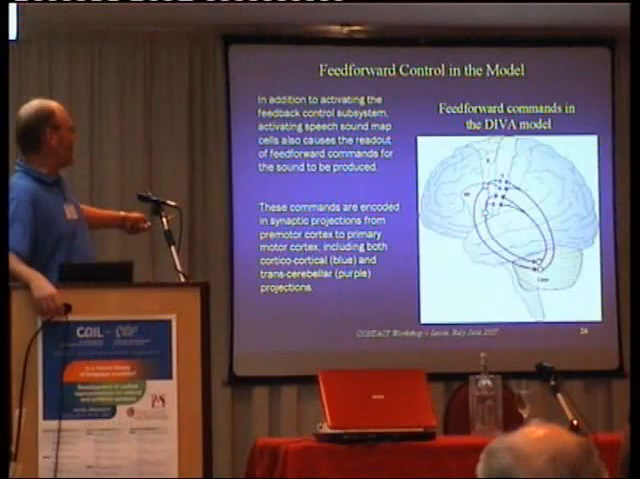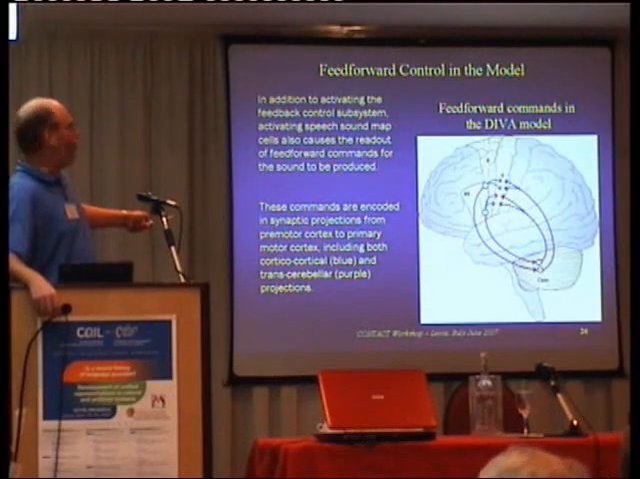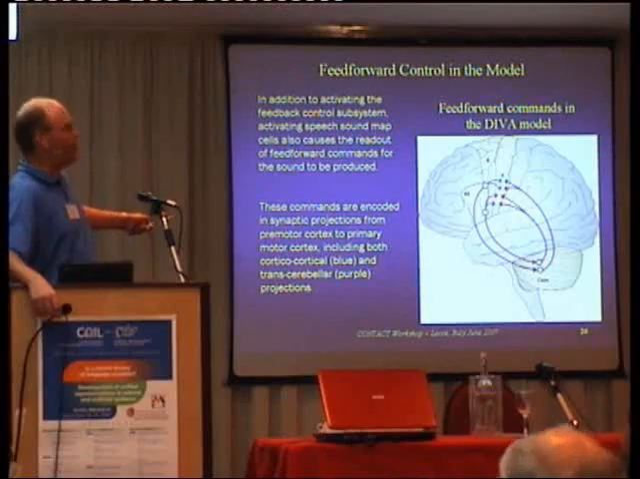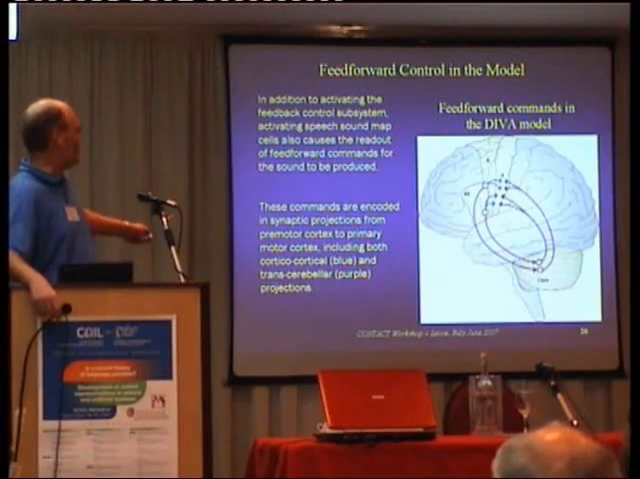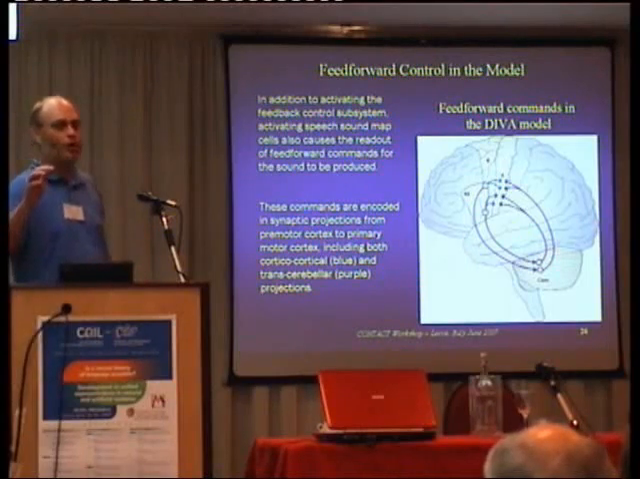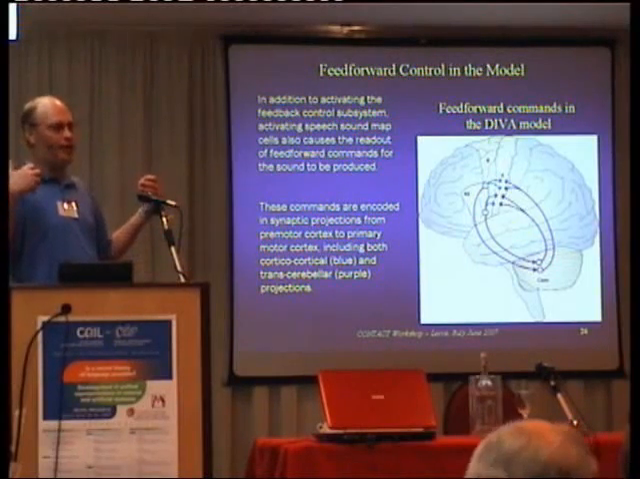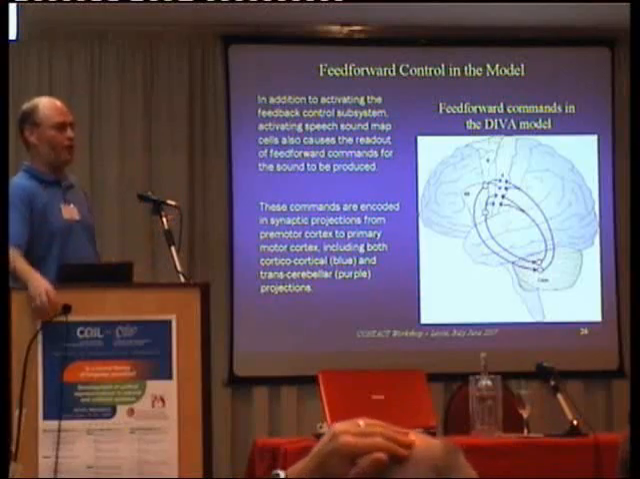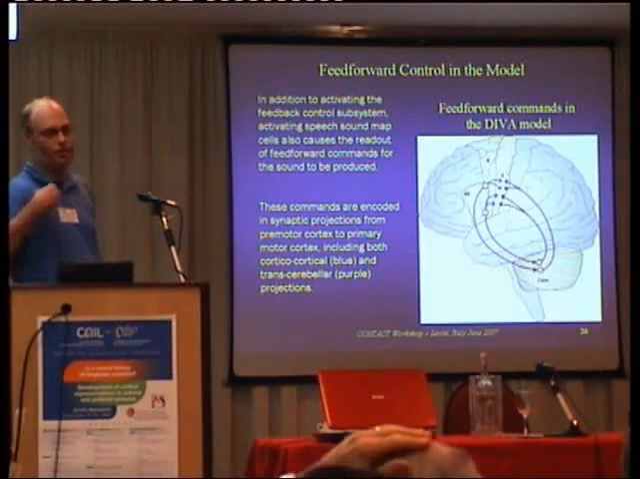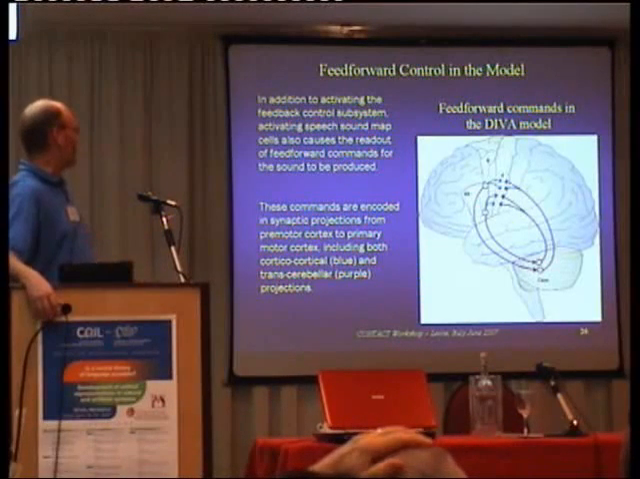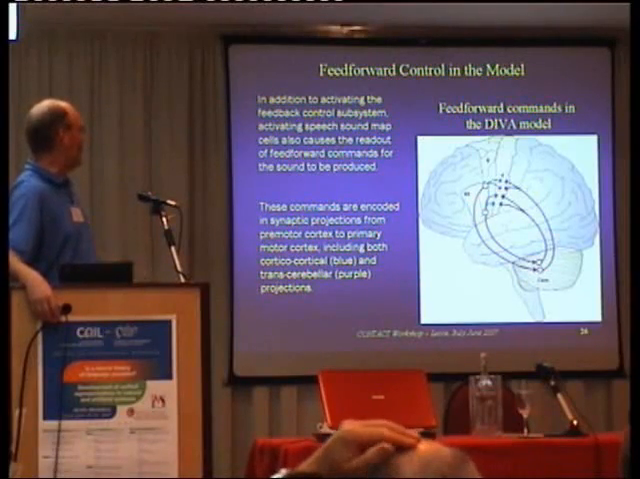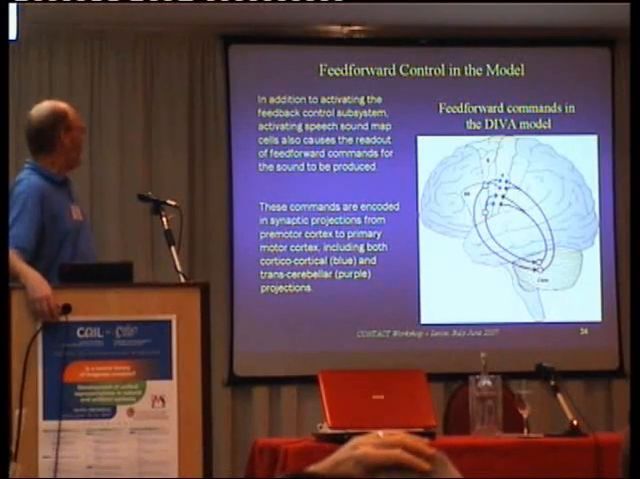These are our speech sound map cells here in the premotor areas and 44. We think that there are direct projections from these areas down to primary motor cortex, and there are also transcerebellar connections from these areas to the primary motor cortex, and that these commands are the feed-forward commands. These are the ones that don't rely on any sort of monitoring of what you're doing. So they're pre-learned commands that are just read out pretty much straight as they were learned previously.